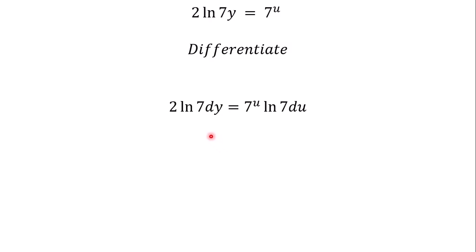Good. So when you differentiate this, that is what you are going to get. That is 7^u multiplied by ln 7 du. Now let's put back the value of u.